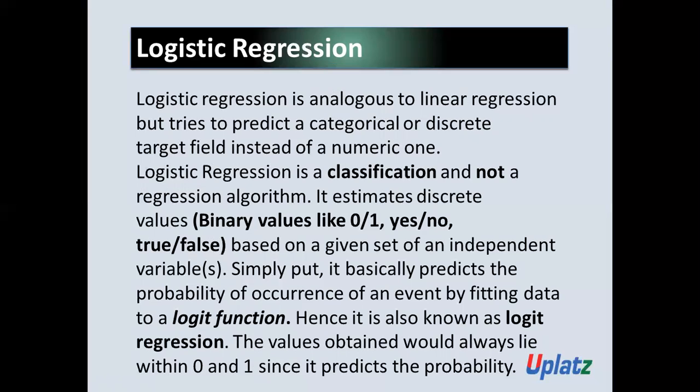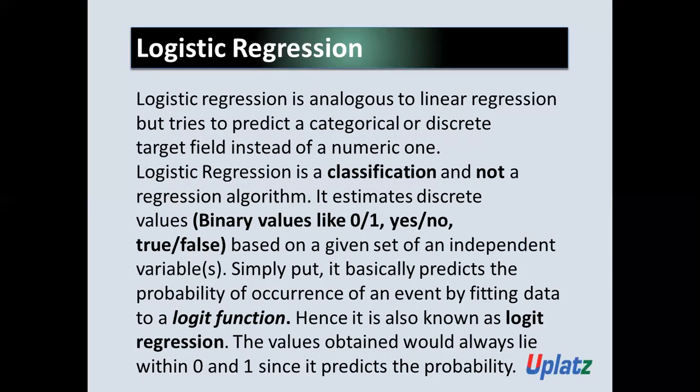It estimates discrete values, the binary values like 0 or 1, yes or no, true or false, based on the given set of independent variables. Simply put, it basically predicts the probability of occurrence of an event by fitting the data to the logit function. Hence, it is known as logit regression. The values obtained would always lie within 0 and 1 since it predicts the probability.